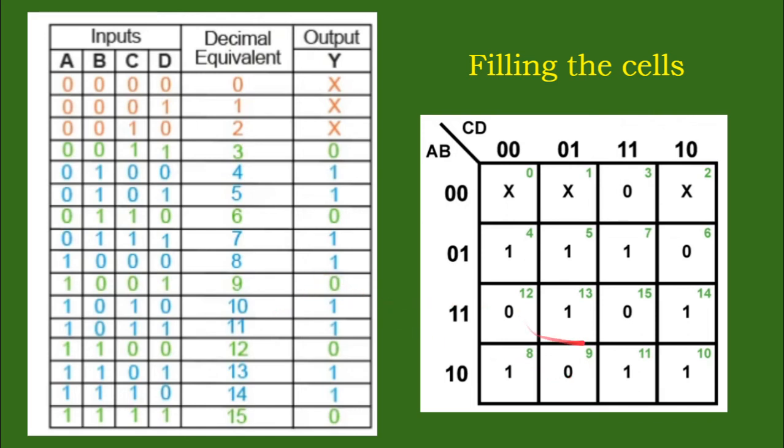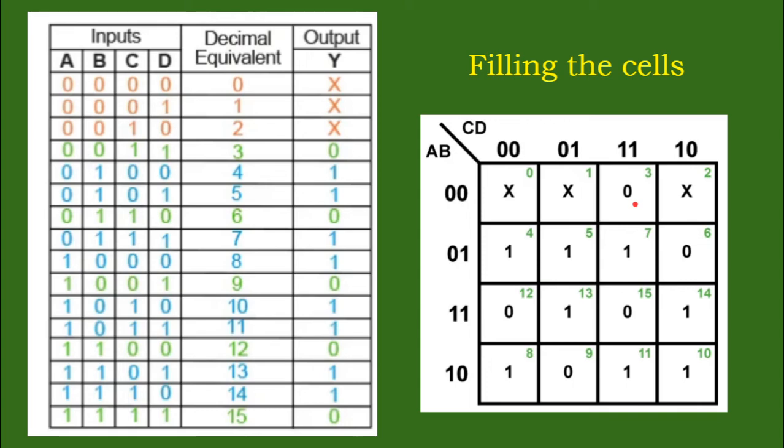Then for 10 and 11, 1, 1 is filled. And then for 12, 0 is filled. For 13, there is 1. And then for 14, there is 1. And for 15, there is 0 in the given truth table. So based upon the values given in the truth table, we have to fill the cells first.